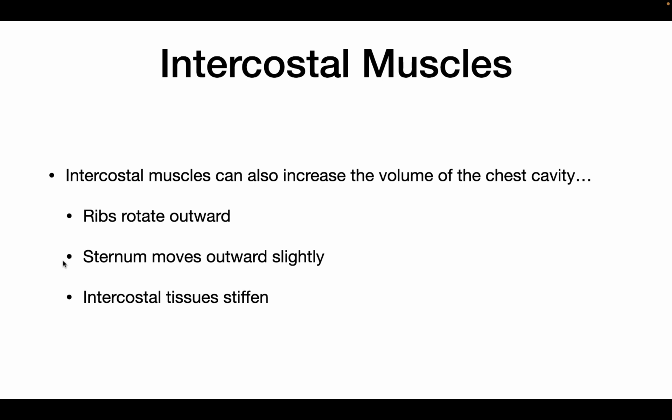The intercostal muscles are between the ribs, and they do a few things. The first types of intercostal muscles can actually rotate the ribs outward. The ribs will rotate like a bucket handle outward, increasing the volume of the chest cavity. Other intercostals can move the sternum slightly outward, like a pump handle, and therefore increase the volume of the chest cavity. And during this process of contracting, the intercostal tissues are going to stiffen in order to prevent the chest cavity from collapsing in on itself.